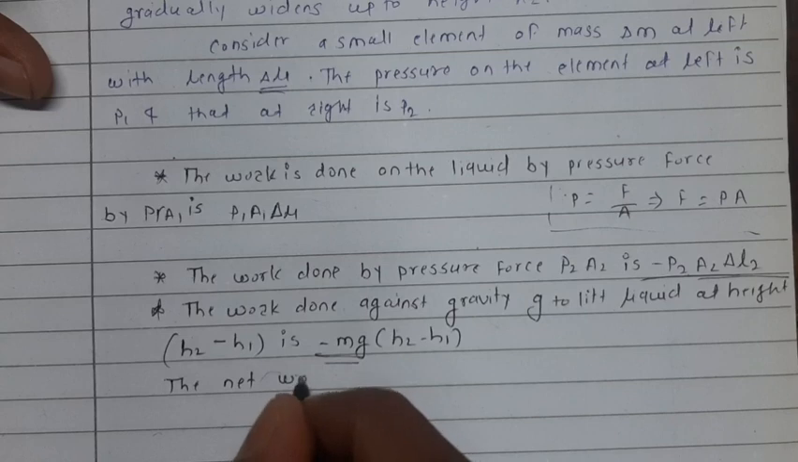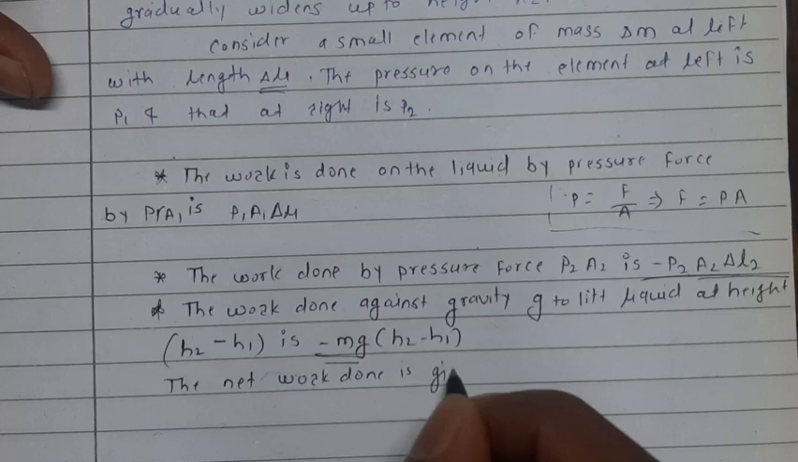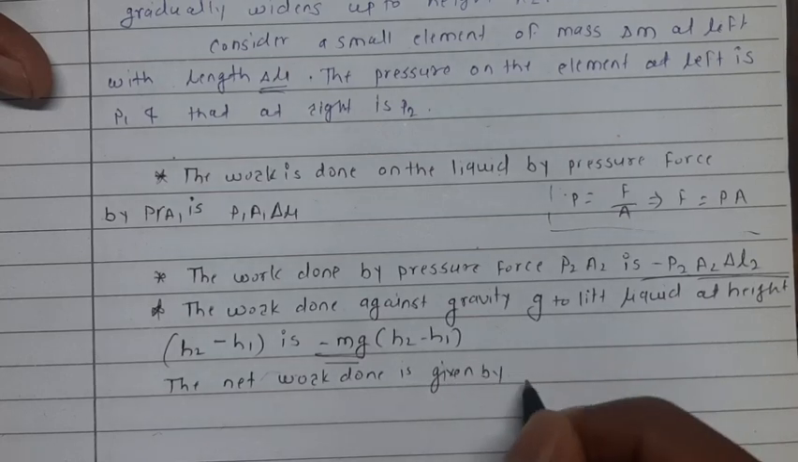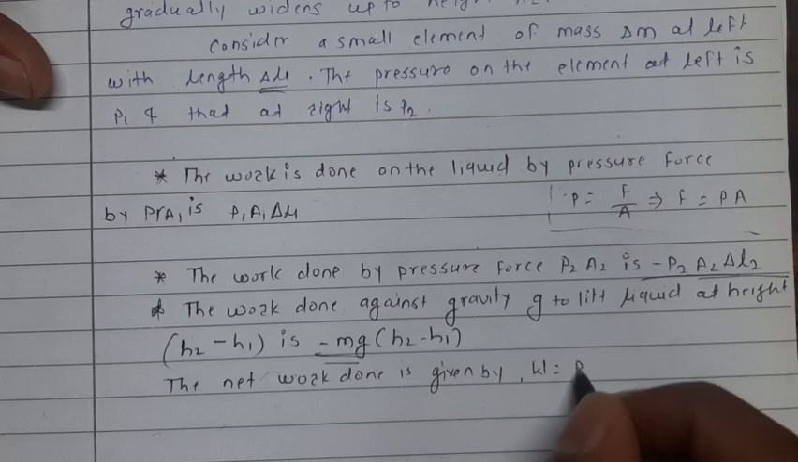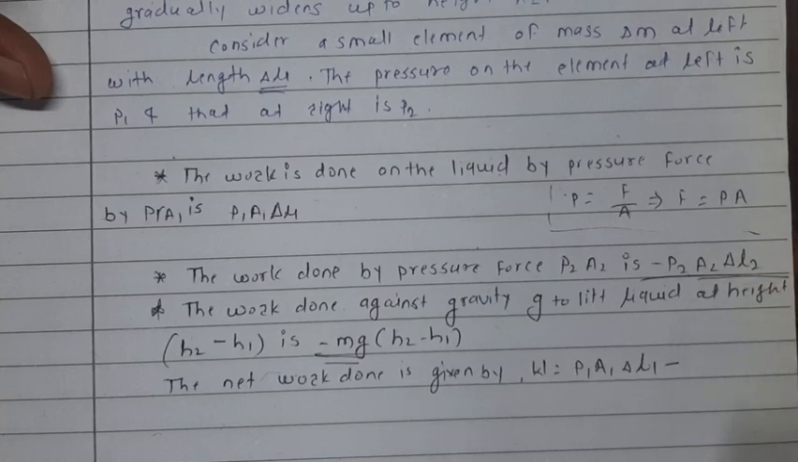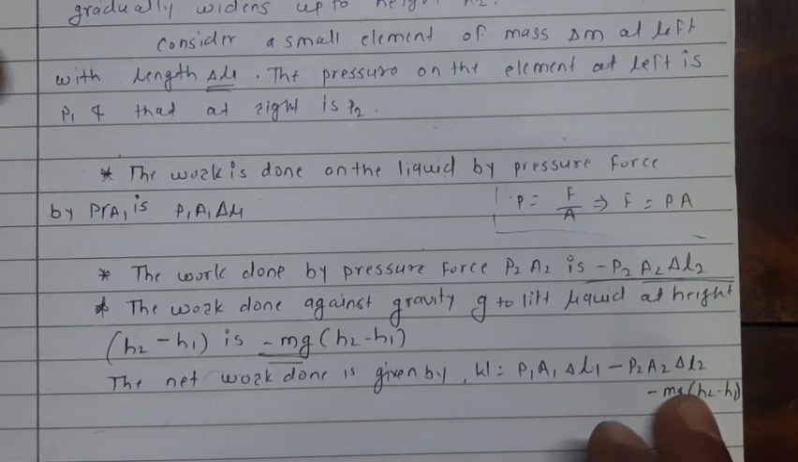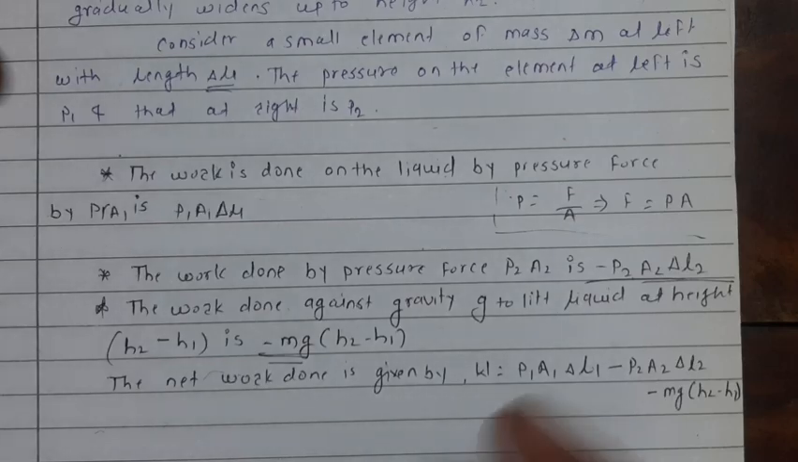So the net work done is given by W is equal to the work done due to the first quantity, P1 A1 delta L1, plus the work done due to the second quantity, P2 A2 delta L2 (with its negative sign), and the work done due to the third quantity, minus mg (h2 minus h1). Now we will rearrange this equation.